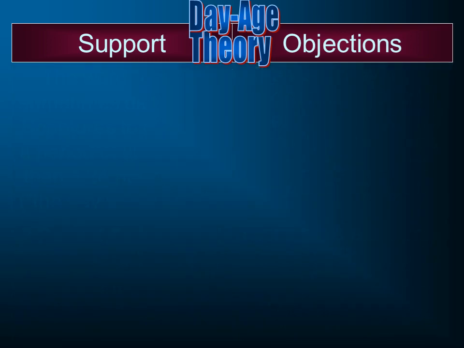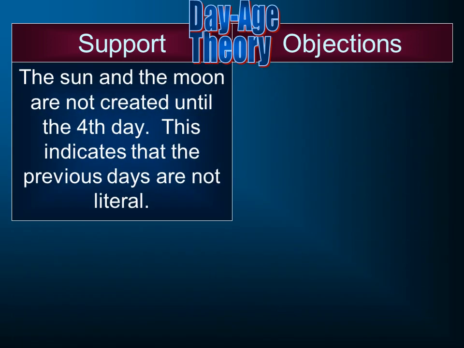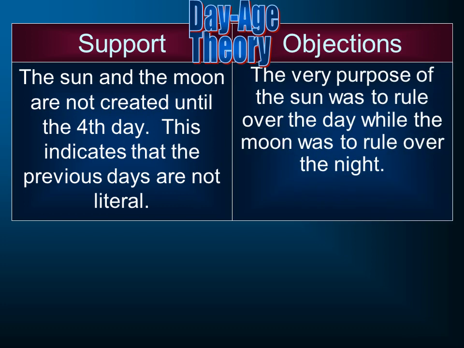theory. In support of that theory, it is pointed out that the sun and moon are not created until the fourth day. That is said to indicate that the previous days are not to be taken as literal, but the very purpose of the sun when we get to the fourth day is to rule over the day, while the purpose of the moon, called the greater light and lesser light, was to rule over the night. And so there again, that passage in itself points to these days being literal.